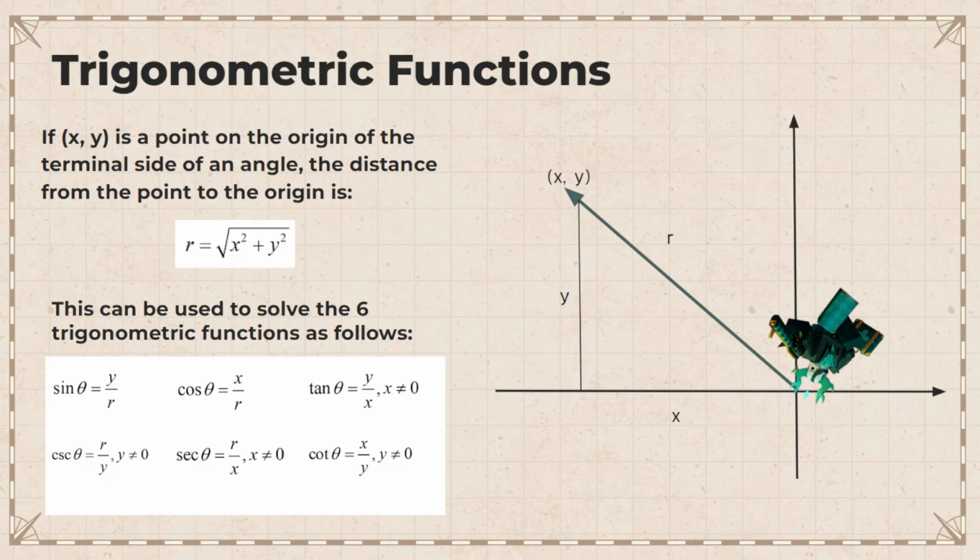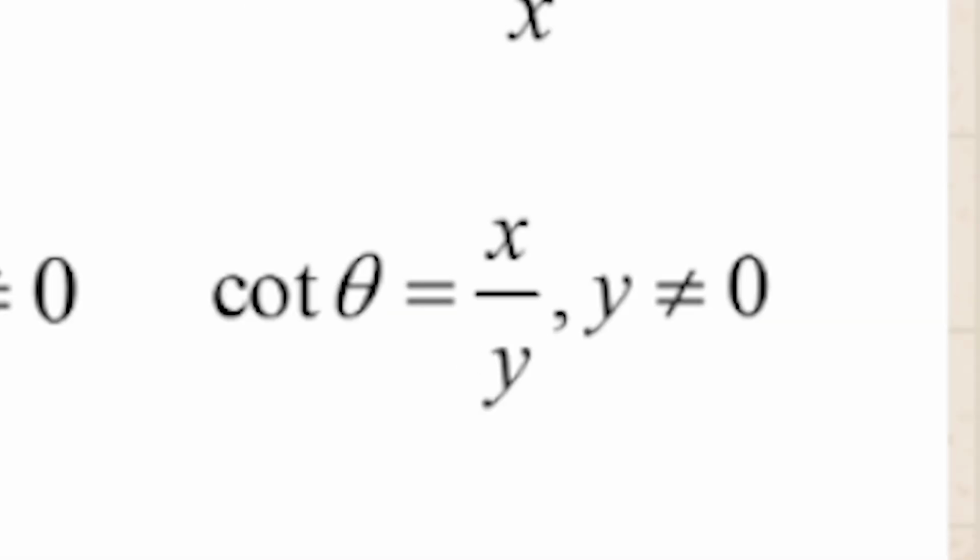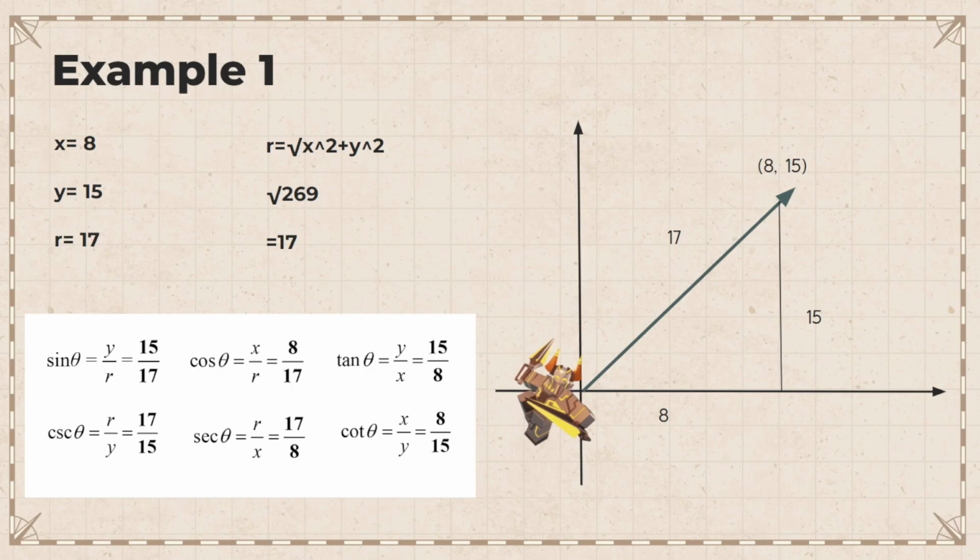Once we find x, y, and r, we can solve all six trigonometric functions as follows: sine, cosine, tangent, cosecant, secant, and cotangent. As an example, let's say that bigraph shot their cue in this direction, creating a triangle from the ray created by the beam. We can select a specific point from this ray, in this case 8, 15, and solve for the r value. Since x equals 8 and y equals 15, the r value will be 17. Once we locate this, we can solve for the rest of the trigonometric functions demonstrated below.